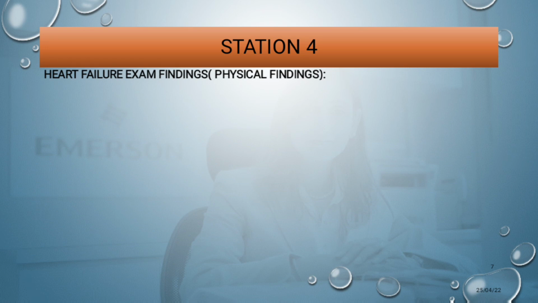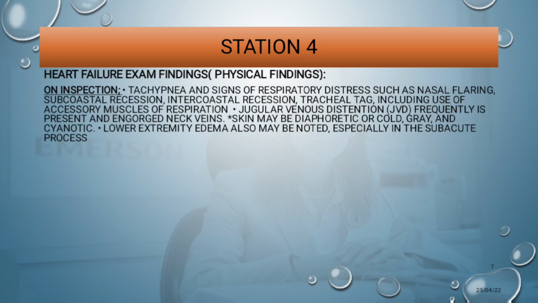Okay, so for station 4, heart failure examination findings or physical findings. What can be your findings if someone has heart failure? So again, on inspection, if they are in distress, you can see they will be tachypneic, and if they have any signs of respiratory distress such as nasal flaring, subcostal recession, intercostal recession, tracheal tug, including the use of accessory muscles of respiration, may be seen. That's if someone is in distress. Okay, but if you find someone without failure, they are not necessarily in distress, then you won't necessarily see them.